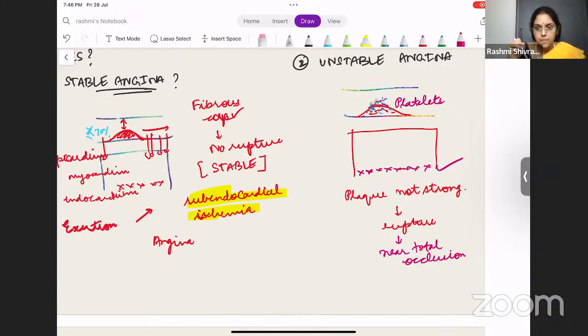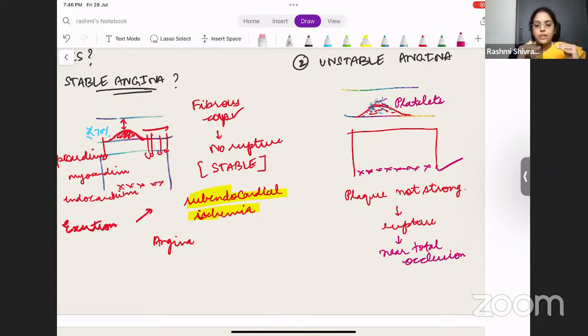Okay. There is ischemia, but this is for a shorter duration. The blood flow is trying to be restored to these parts. So this ischemia does not last long enough to turn into infarction. Infarction happens when the cells actually die. Okay. So what happens? The plaque is not strong, so it ruptures. All the platelets come to adhere and try to occlude this process.